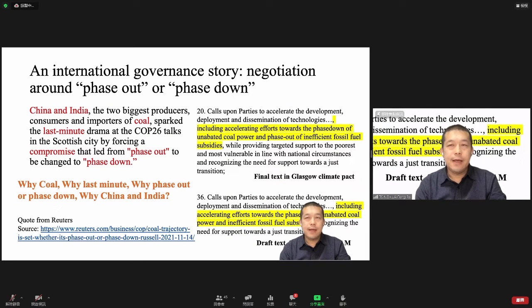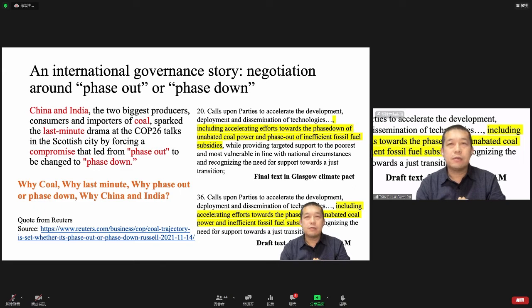Before we talk about governance, we would like to give you an international governance story, which happened during this COP conference several weeks ago. You must have heard from the media the story of the negotiations about the words phase out coal or phase down coal.